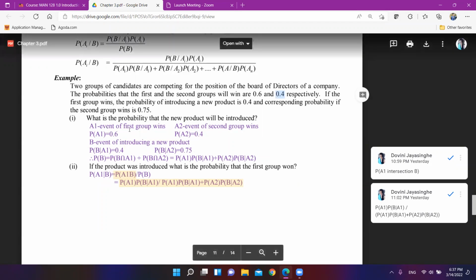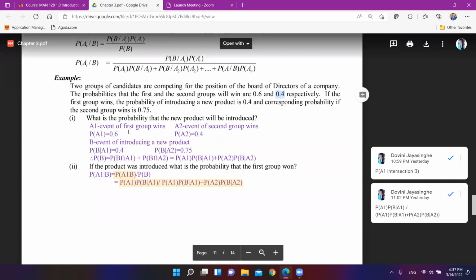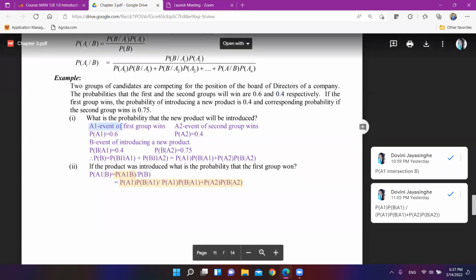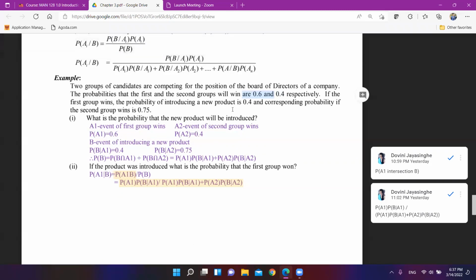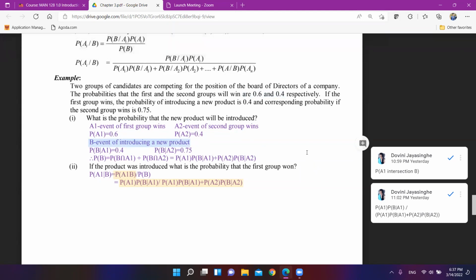A1: event that the first group wins. A2: event that the second group wins. So we took two events, the first group winning and the second group winning. Then we took another event, introducing the new product. Right? Then what is the probability that the first group wins? It's given to be 60%. What is the probability that the second group wins? It's given to be 40%. Right? What we are asked is the probability of B.